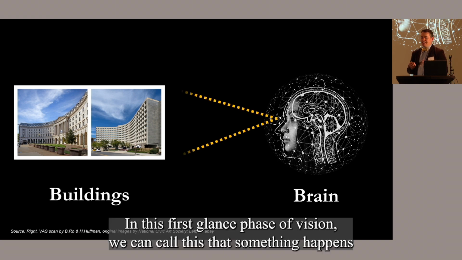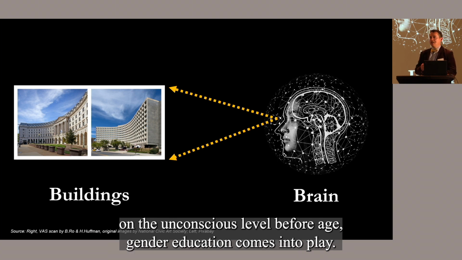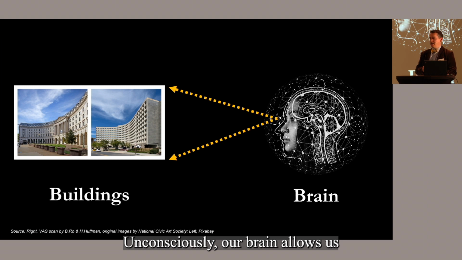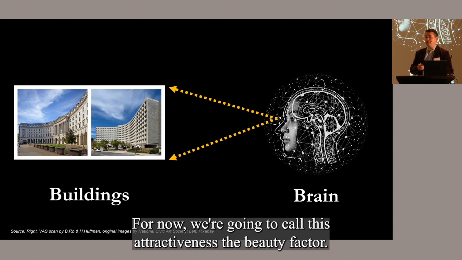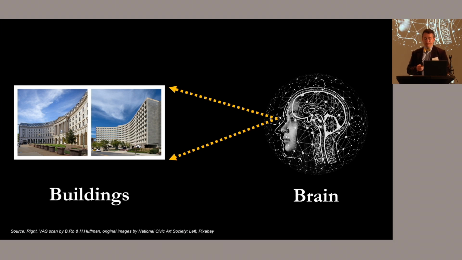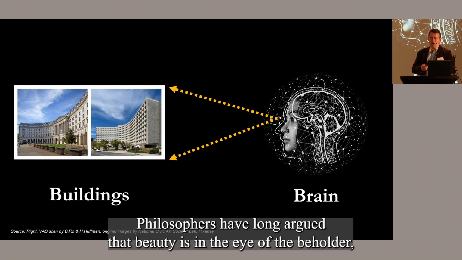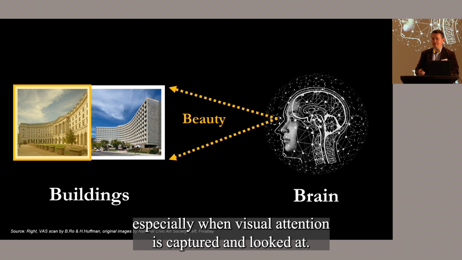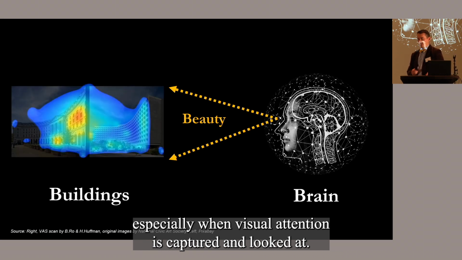In this first glance phase of vision, we can call this that something happens on the unconscious level. Before our age, gender, education comes into play, unconsciously, our brain allows us to choose one or the other. For now, we're going to call this attractiveness the beauty factor. Philosophers have long argued that beauty is in the eye of the beholder, but science is now revealing that beauty is actually in the brain of the beholder, especially when visual attention is captured and looked at.